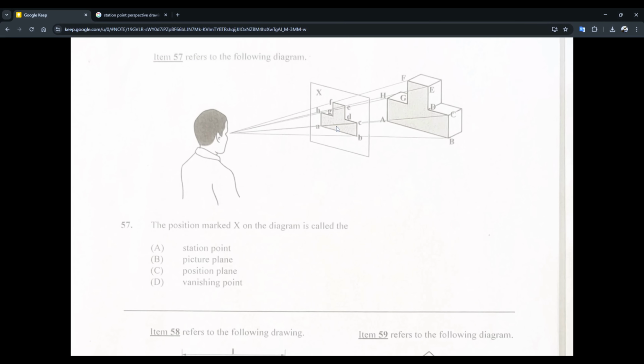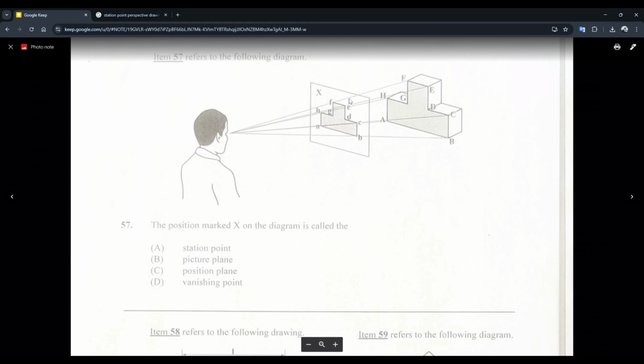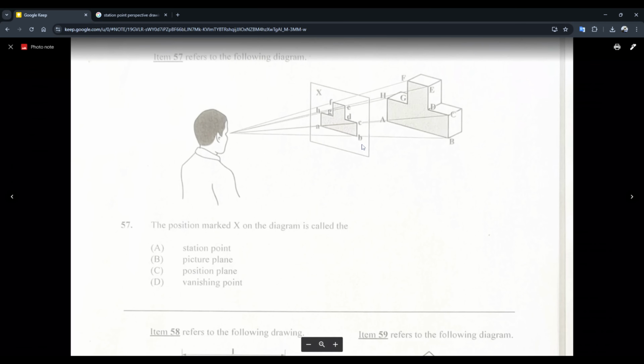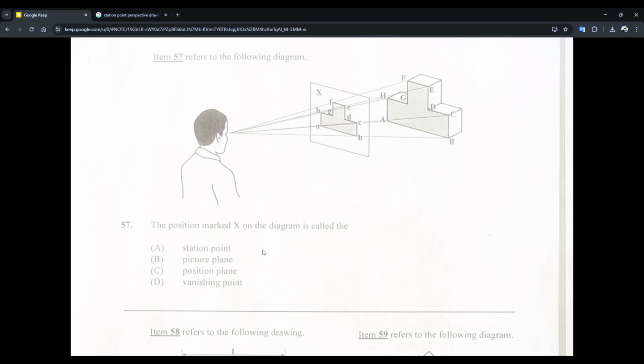The picture plane. All right, so the picture plane is, how do I explain it? It's like a transparent surface or a window that you're looking through. And the object, so it's like you're looking through a window at an object, basically, right? It's something in perspective drawing, but it's transparent. Right, so number 57 is B, picture plane.